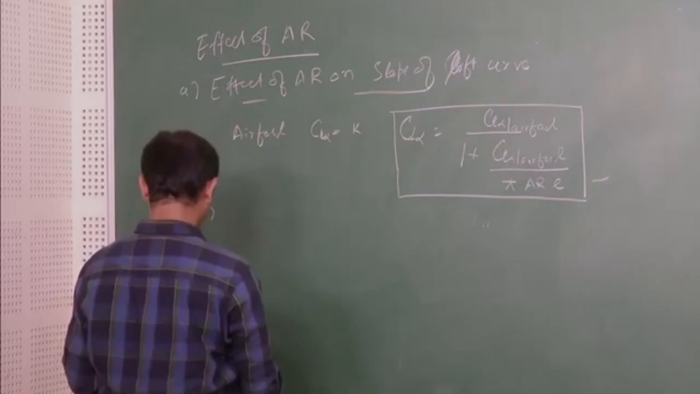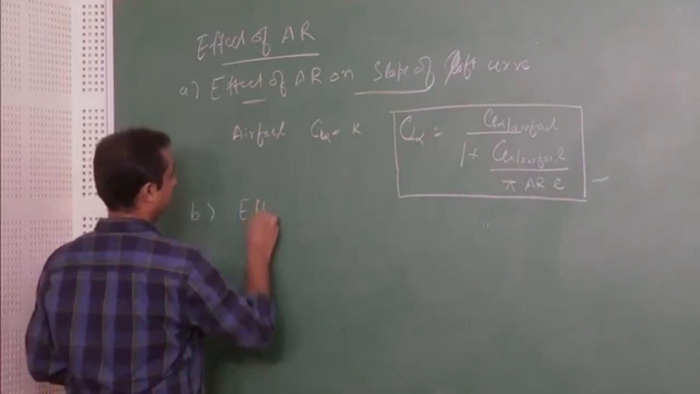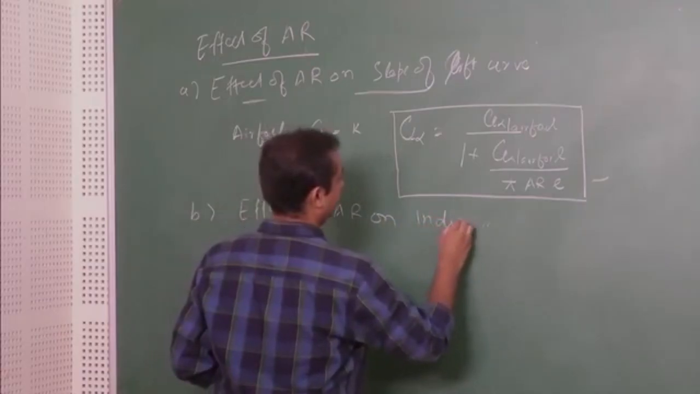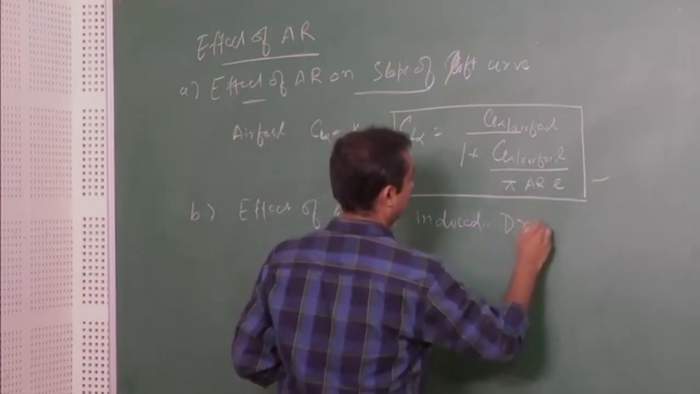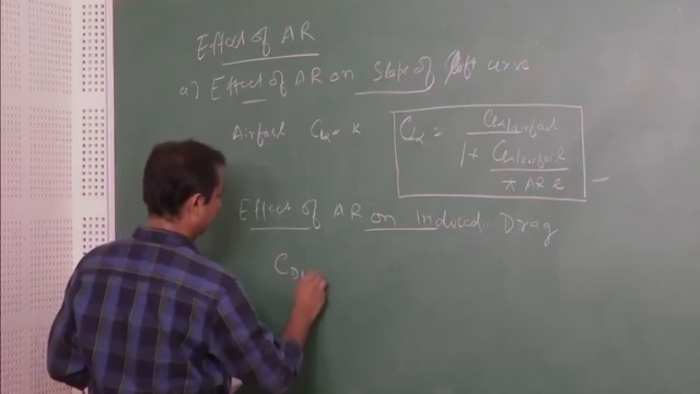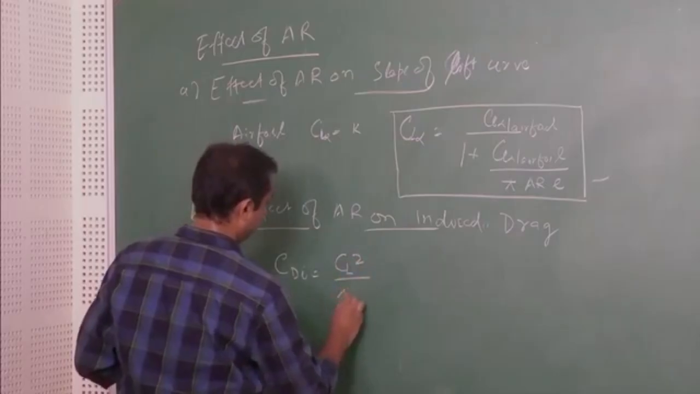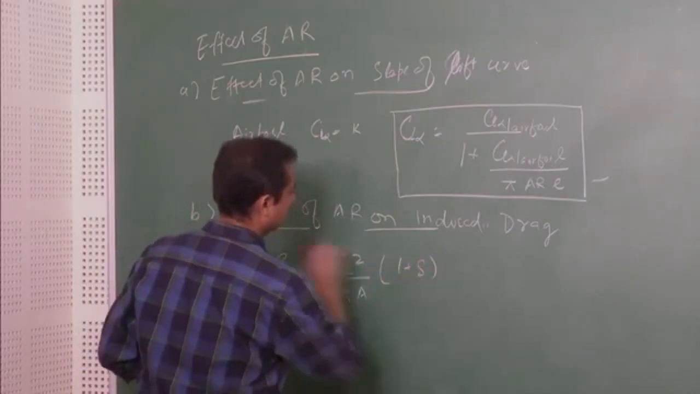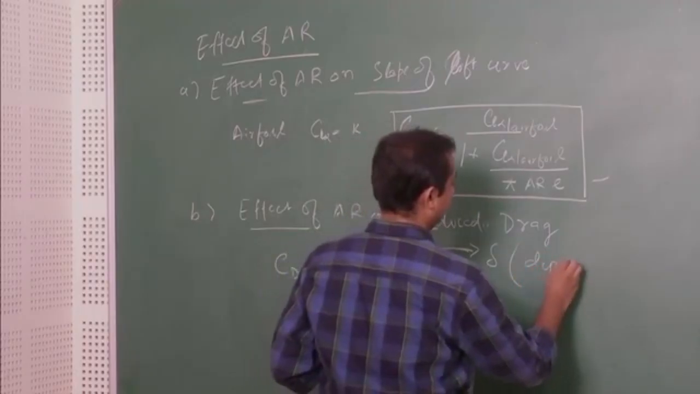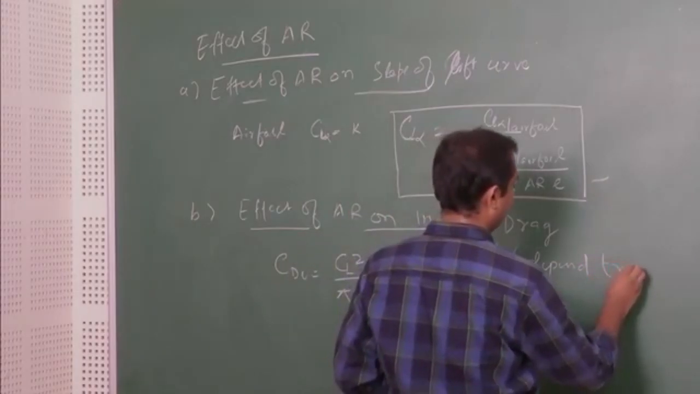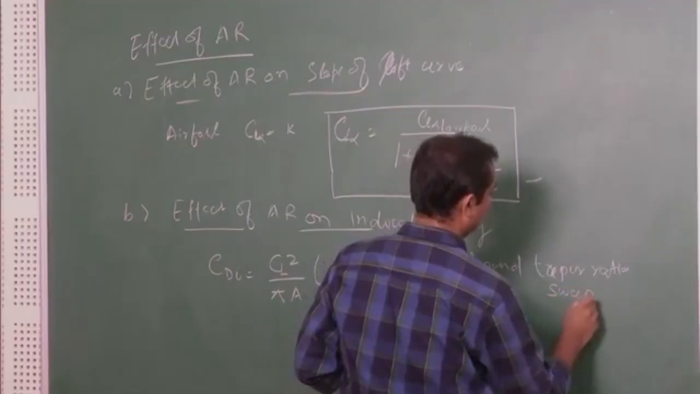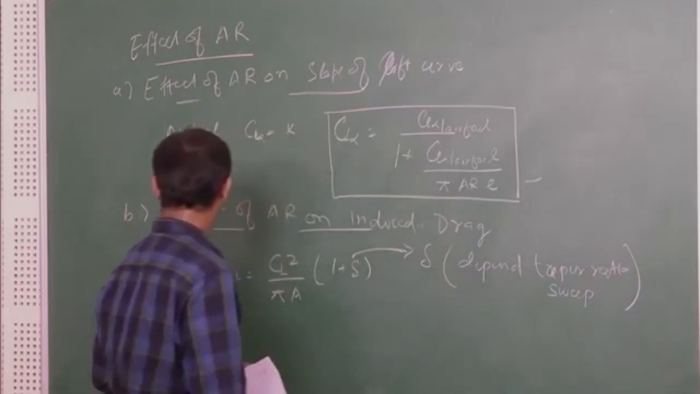Second, effect of aspect ratio on induced drag. Now, induced drag is given by CDI equals CL square by pi A into 1 plus delta, where this delta depends on your taper ratio, sweep and other geometrical features of an aircraft.